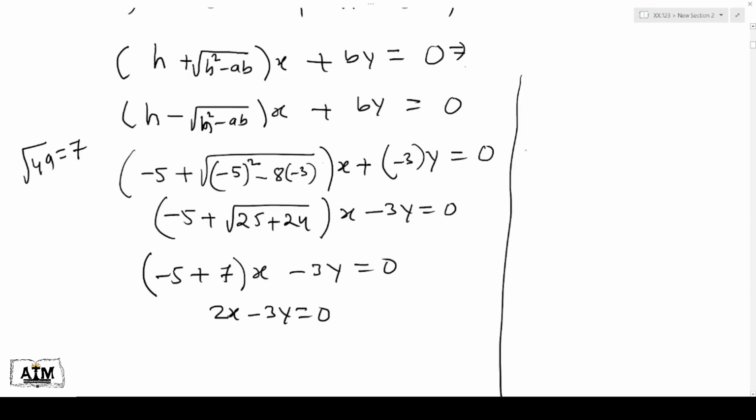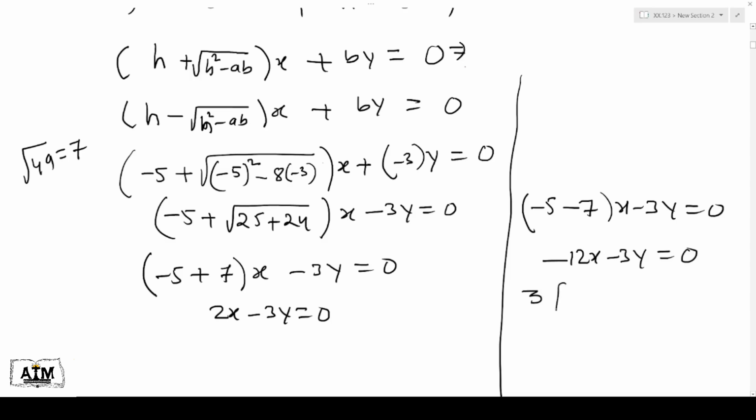Similarly, for the equation of the second line, the calculations are the same, only here minus will come. At one place the symbol will change, remaining calculations are same. So to find the equation of the second line: minus 5 minus 7x minus 3y equals to 0. Only here the symbol will change. After taking the root, one time we write plus, another time we write minus. So minus 12x minus 3y equals to 0.